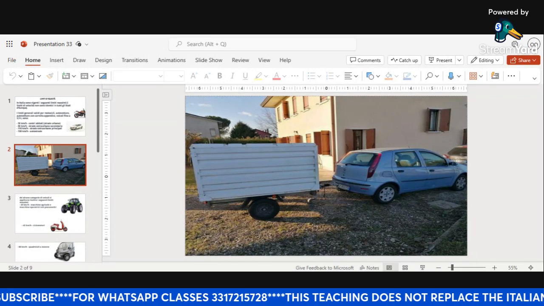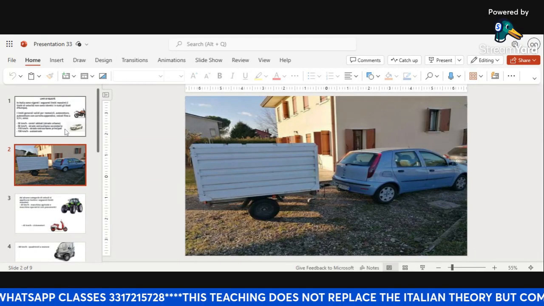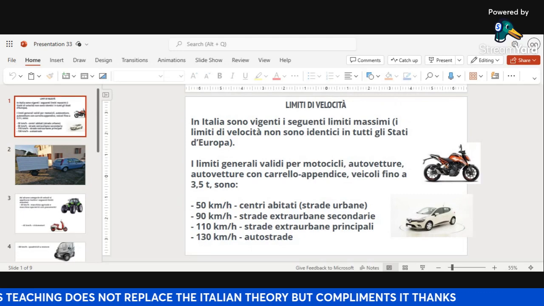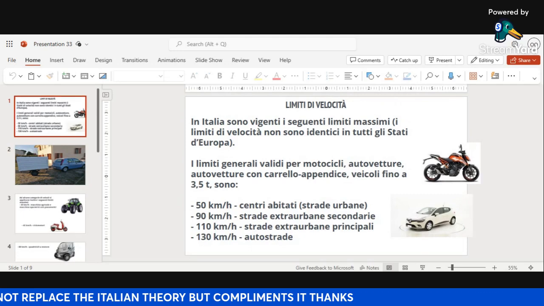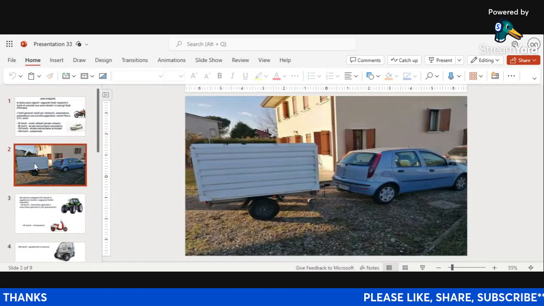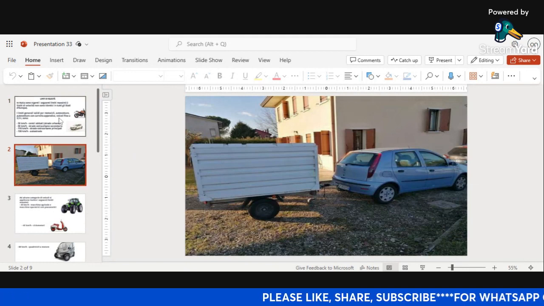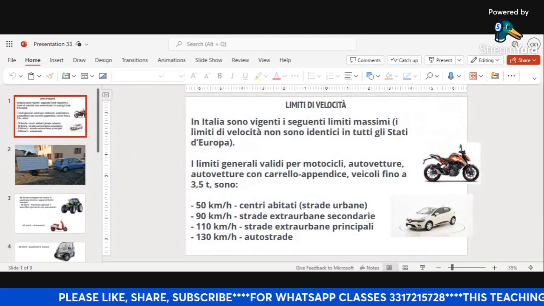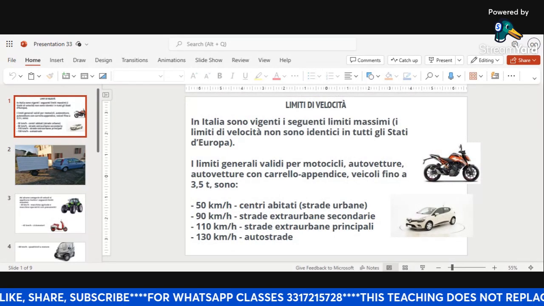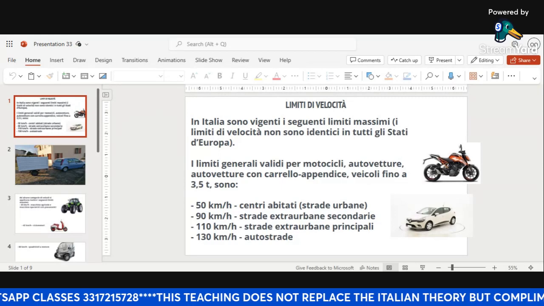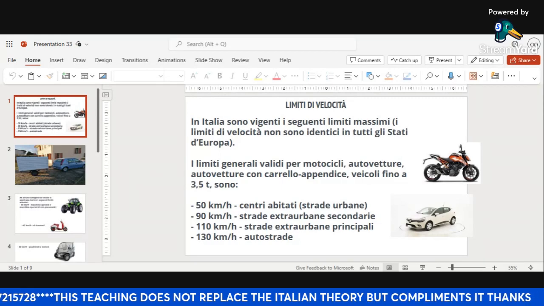We'll see that later, but this time we are looking at the general one first. Who does it apply to? Number one, motorcycles. Again, cars. Cars that carry a carrello appendice, as I just showed you. The general speed limit still applies to vehicles whose full mass load does not exceed 3.5 tons.